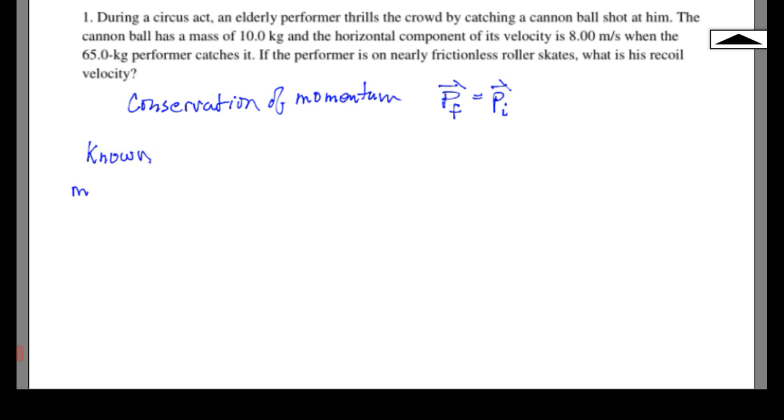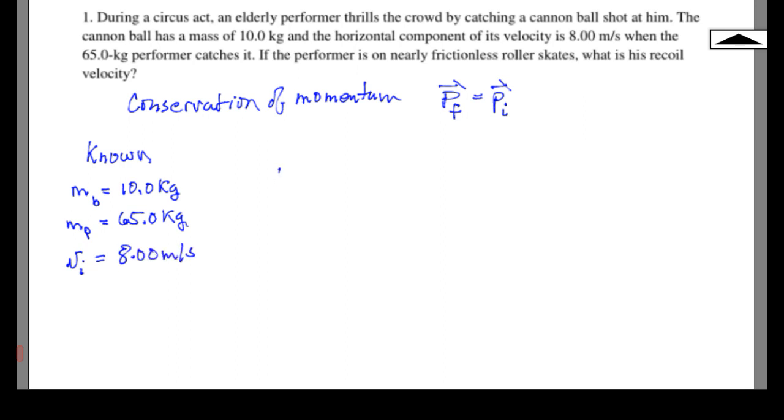We have the mass of the ball, and that's 10 kilograms. And we have the mass of the performer, which is 65 kilograms. And we know the initial velocity of the ball. Now, this is a one-dimensional problem, so we can just talk about speeds. If they're positive, they're in the positive x direction. If they're negative, they're in the negative x direction. So the initial velocity is 8 meters per second.